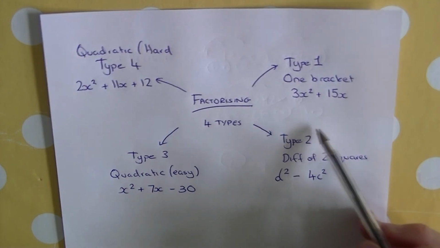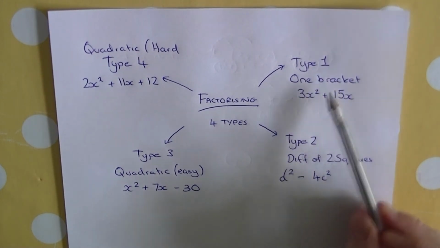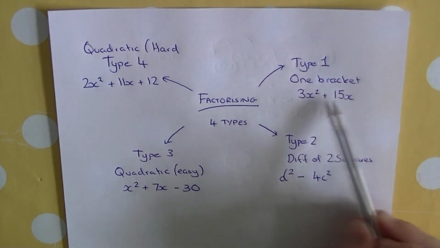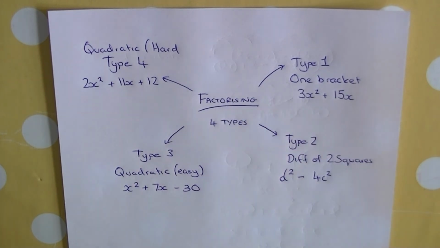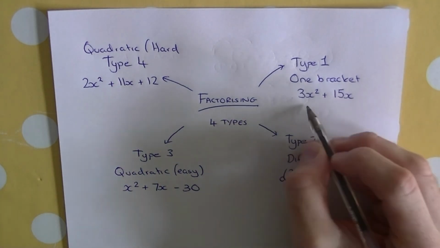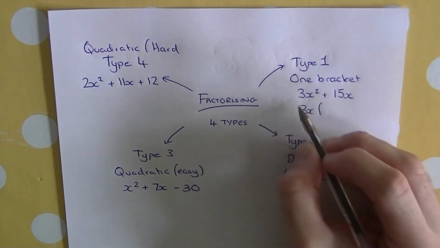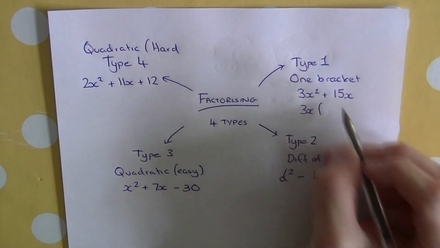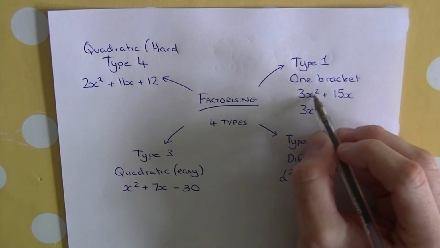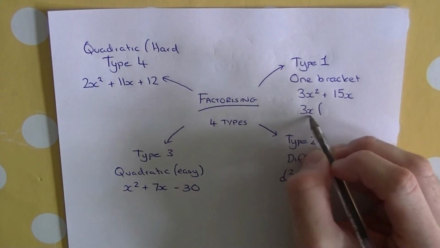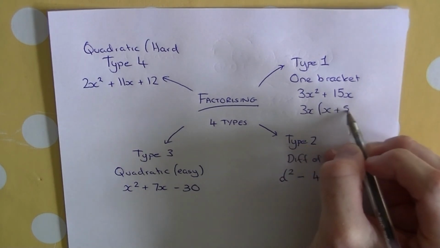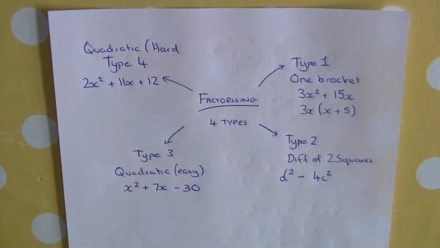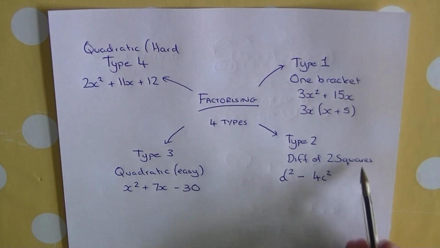So I've got type 1, when I put things into one bracket here. So I'm looking for what number goes into both these and what letter, is there anything else I can take out? So here it becomes 3x. 3 is the highest common factor of 3 and 15, and that's x times x, that's x. So we can take an x out as well, leaving me with x plus 5. It's one bracket factorising. Then we've got the difference of 2 squares.